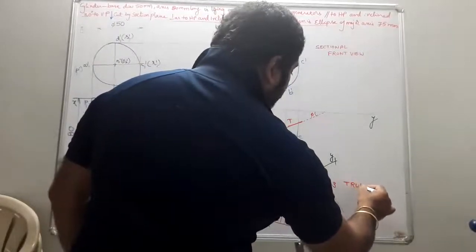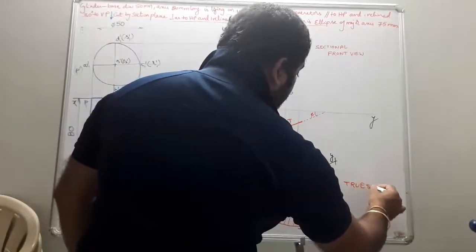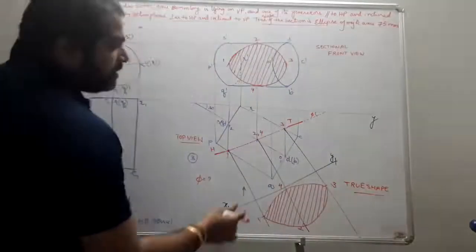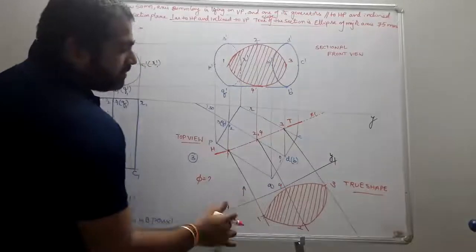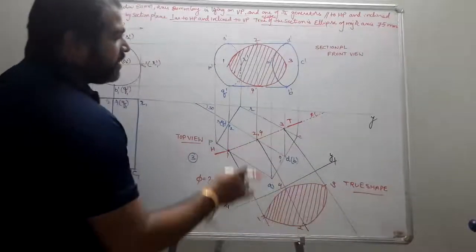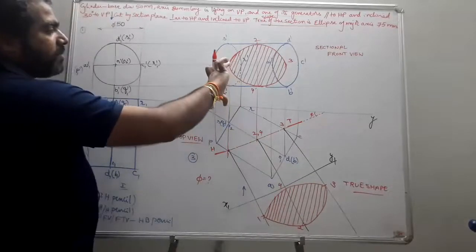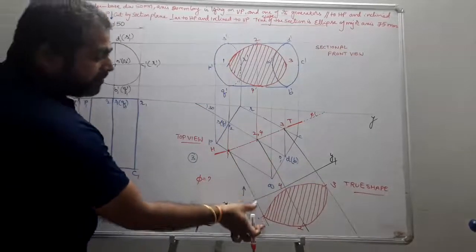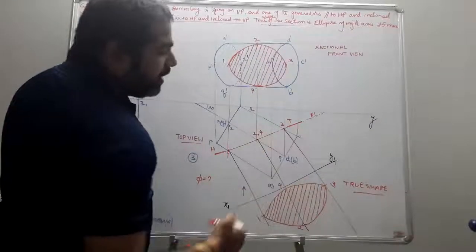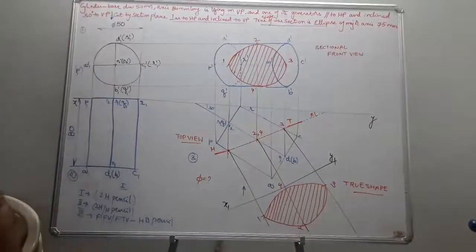So this becomes your true shape. That means the true shape of the section. So I just draw the new reference line x1 y1 and draw the perpendiculars from all the points to the new reference line. Take the respective distances from the old reference line and put them from the new reference line and join all the points, you will obtain an ellipse. That was your true shape.